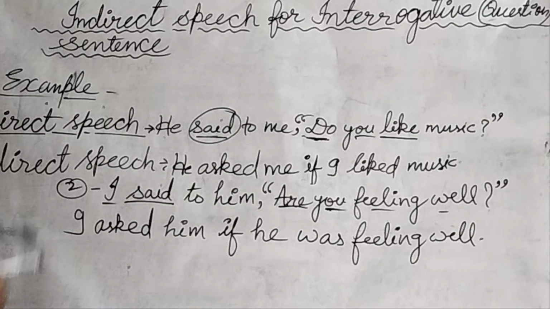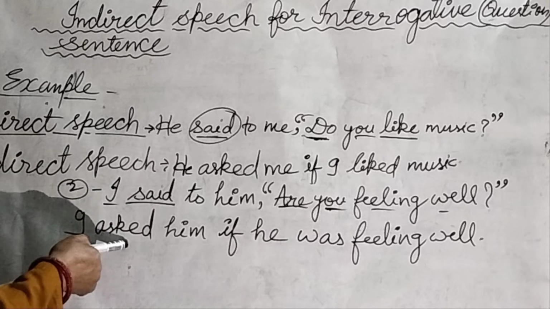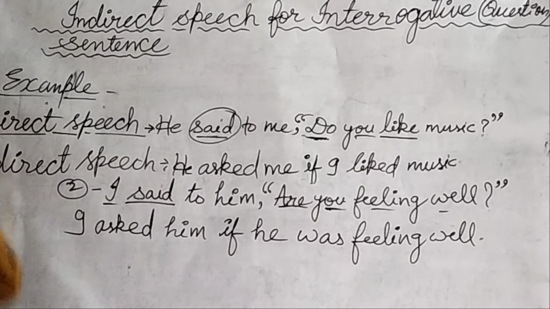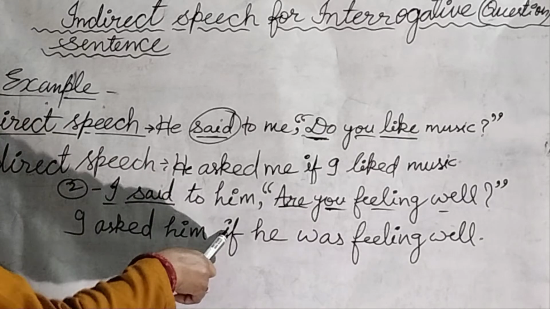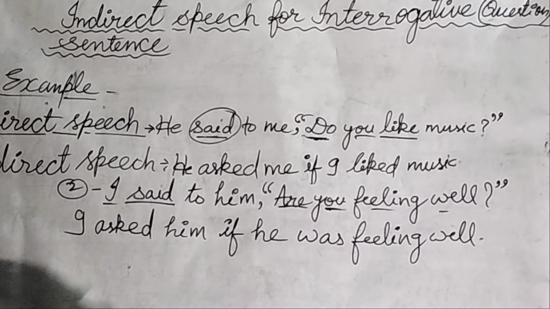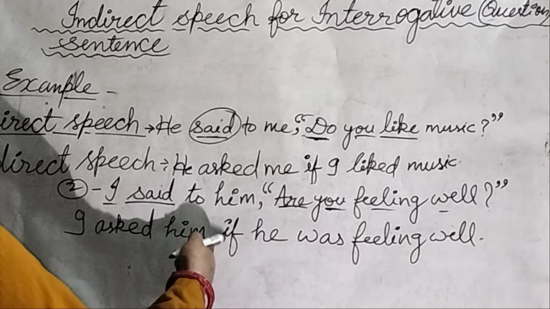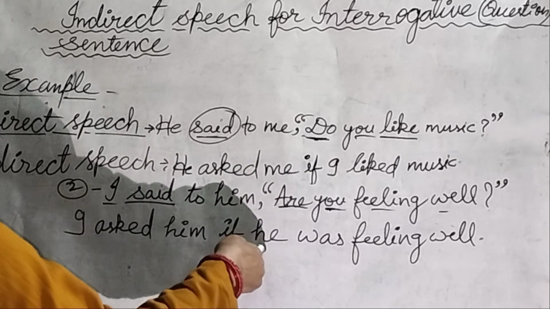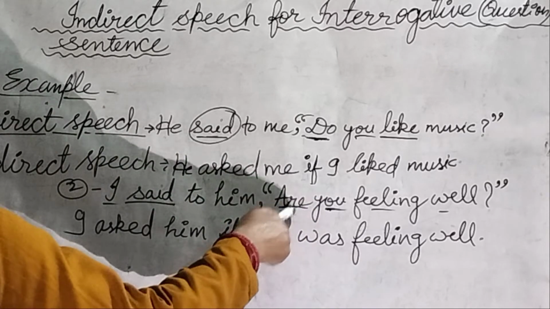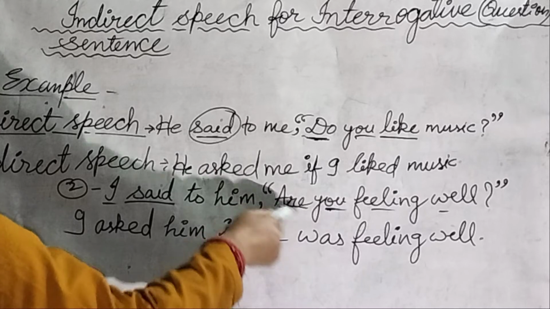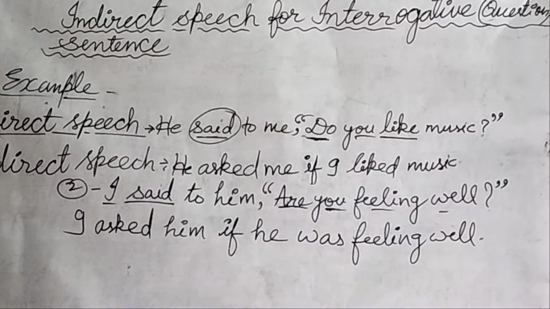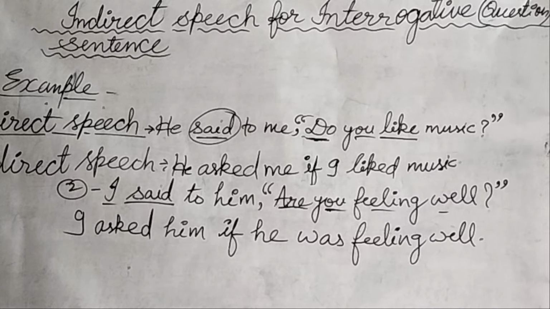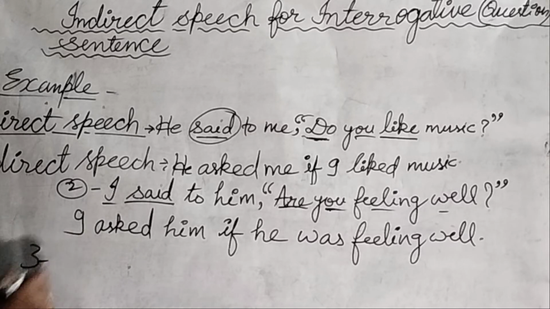Very easy. I said change into asked him object. If and whether. If you change into he. Are, recording our past of are, was feeling well. Okay. I asked him if he was feeling well. Clear? Now next third example.